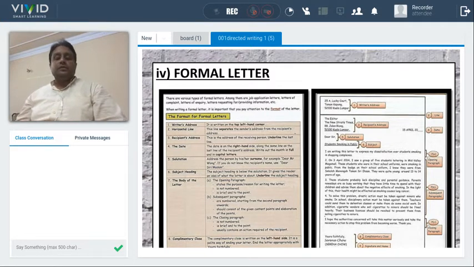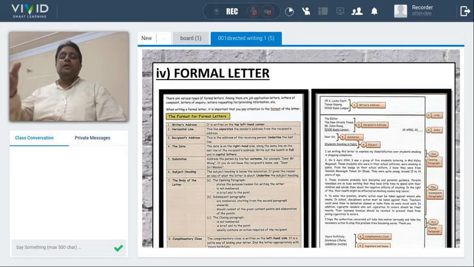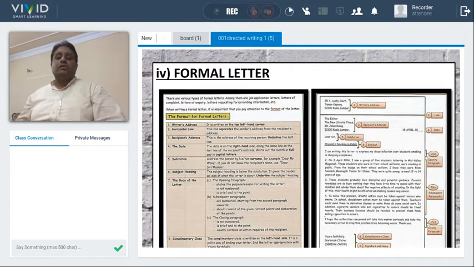The subject should be center aligned. You can have it left aligned as well. There are so many formats out there. The kind of format you have on the screen right now is the left aligned format. This is the UK format for letter writing.